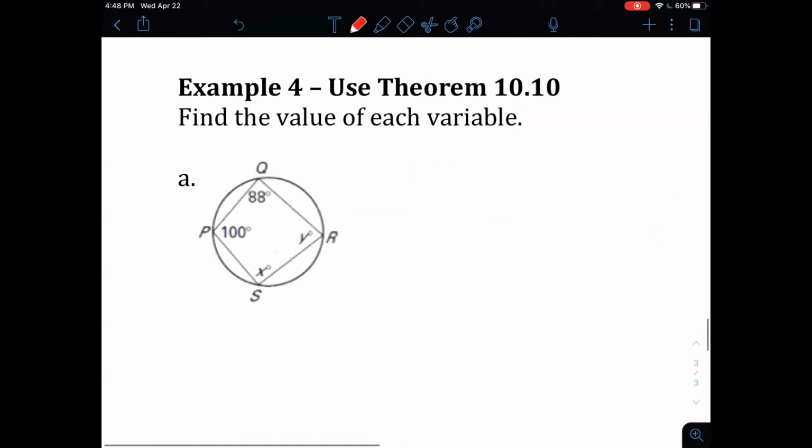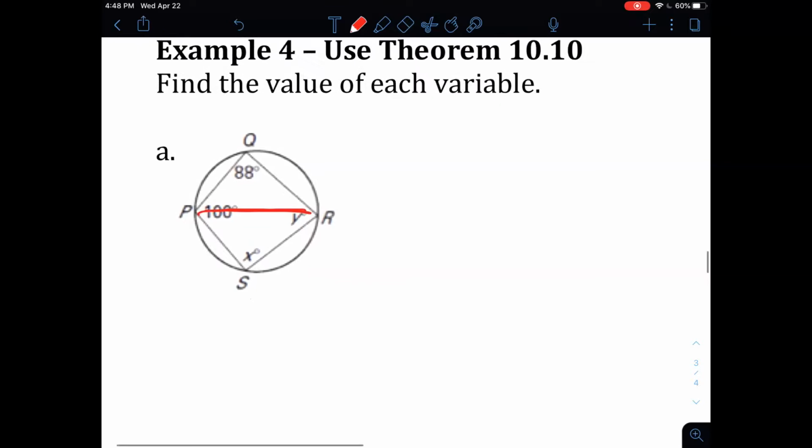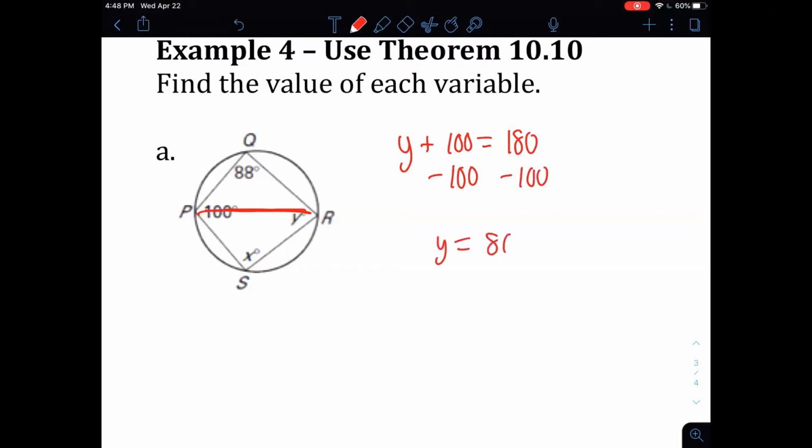Example A, so it looks like we have a quadrilateral that's inscribed in a circle, which means that these opposite angles are going to be congruent, or not congruent, supplementary, my bad. So what are we going to do with 100 and y if they're supplementary? Yeah, we're going to do y plus 100 equals 180. Then how do we solve for y? Minus 100. y is going to equal 80 degrees.